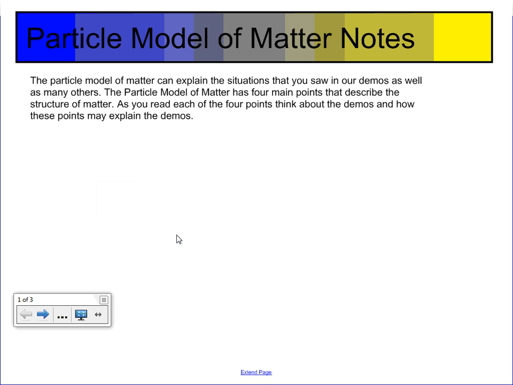The particle model of matter can explain the situations that you saw in our demos, as well as many others. The particle model of matter has 4 main points that describe the structure of matter. As you read each of the 4 points, think about the demos and how these points may explain them.